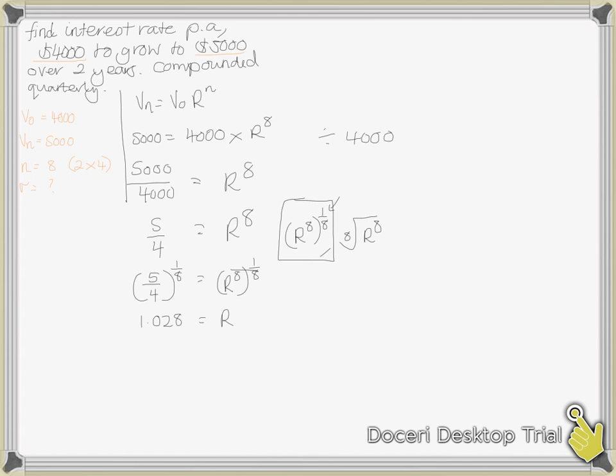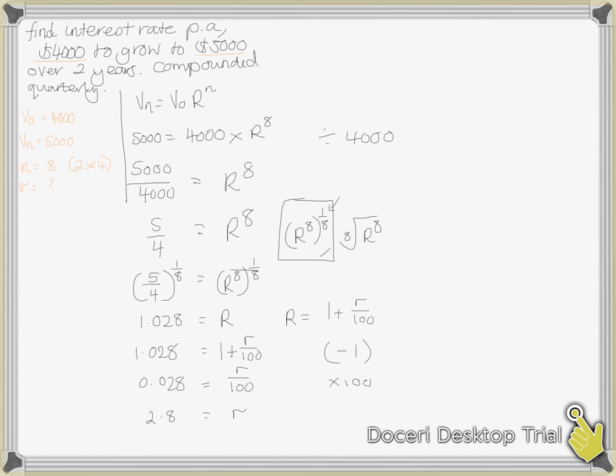So now we know that r is equal to 1 plus R over 100. We need to substitute this in where r is now. So 1 plus R over 100 equals 1.028. The first thing we need to do is minus 1 on both sides, so we get 0.028 equals R over 100. Now we need to times by 100 to get rid of that 100 there. So we have R equals 2.8.